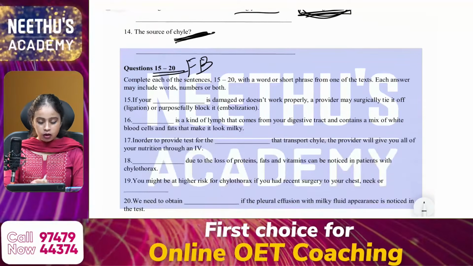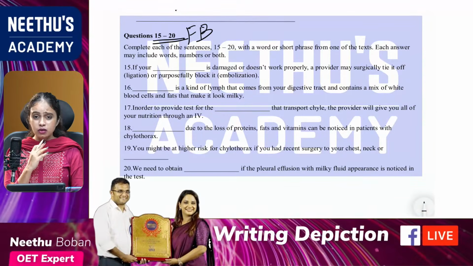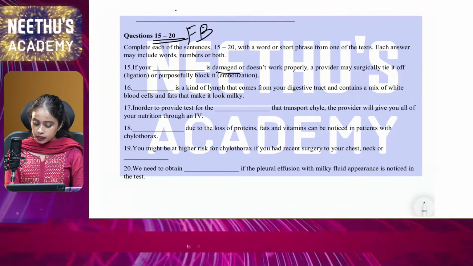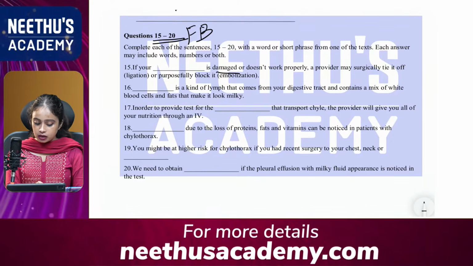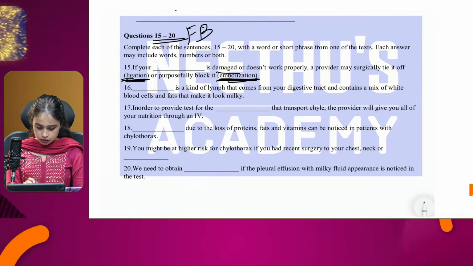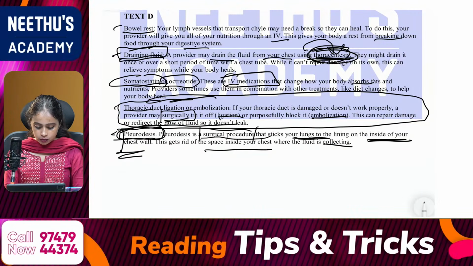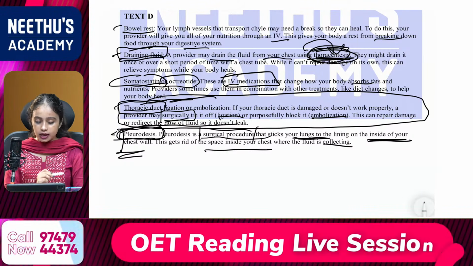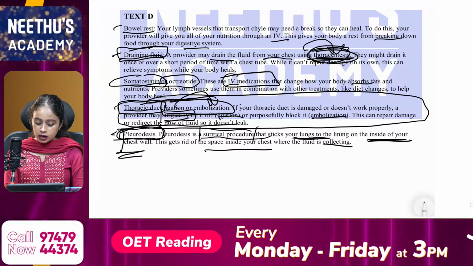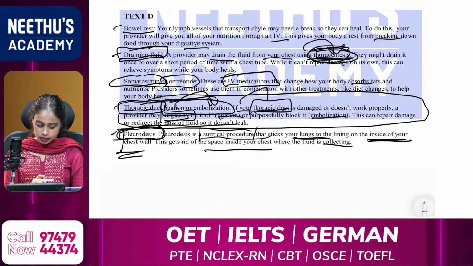Text A. So end of this next one, short answer question. So we are moving to the next one. Fill in the blanks. 15th one. If your dash is damaged or doesn't work properly, a provider may surgically tie it off, ligation or embolization. So where these keywords mentioned, ligation, embolization. So as you can see here, which is mentioned in text D, it's all about thoracic duct. So ligation as well as embolization is already mentioned in the question, so you don't have to write it. Answer should be thoracic duct is damaged or doesn't work properly. So answer should be thoracic duct.